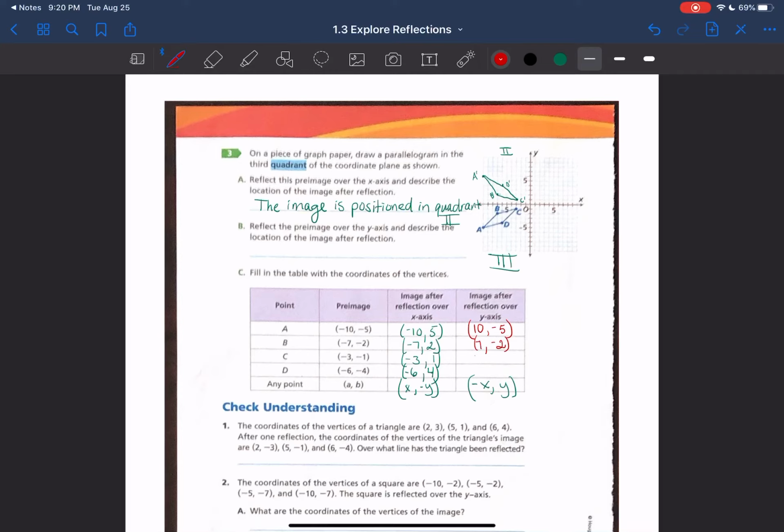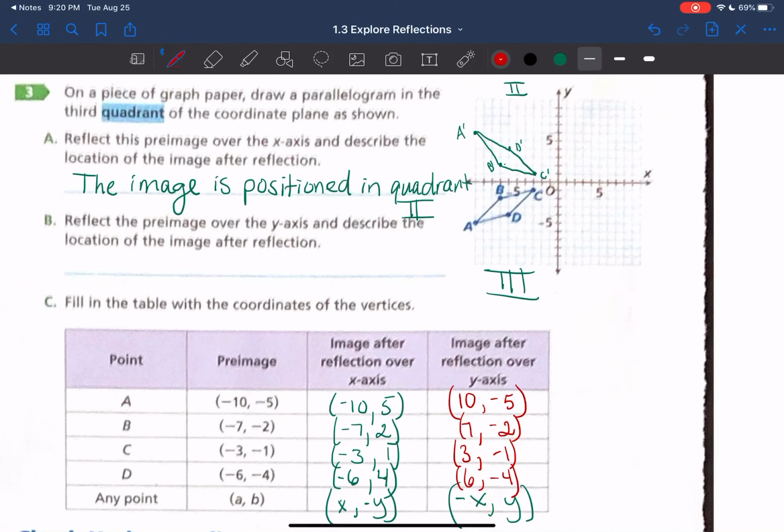Opposite of -3 is +3. Y-coordinate stays the same. And the opposite of -6 is +6. And again, the y-coordinate will stay the same. Let's go ahead and plot those points. So 10, -5 would be right here. And that's going to be A with 2 primes.